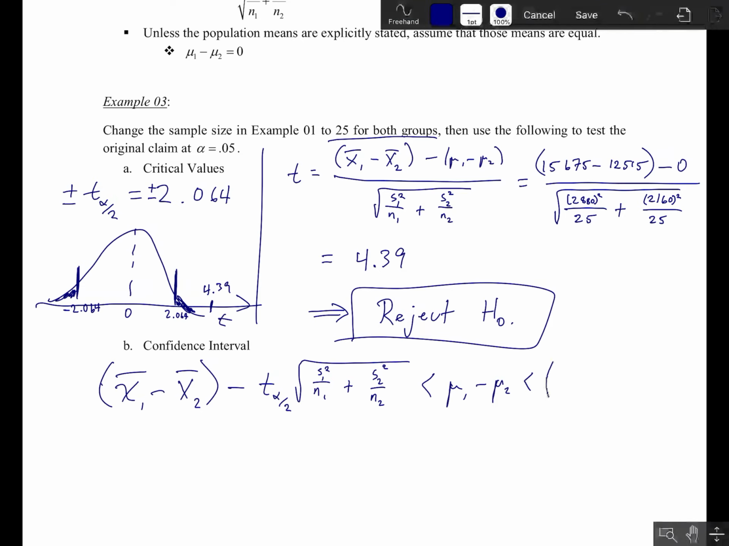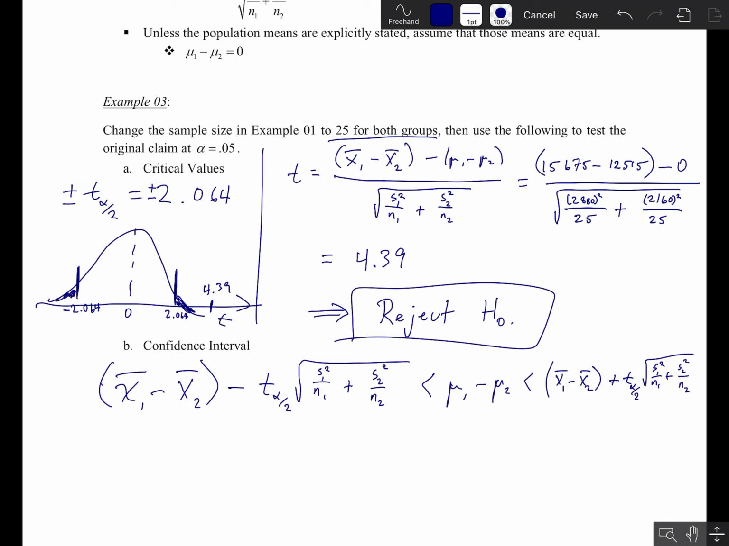Okay, there we go. And then the only difference between these two sides is just whether you're adding or subtracting this quantity. So on the left side, you'll be subtracting t times the standard deviation, and on the right side, you're adding it, which is the same thing that you do in the z case. So this is the confidence interval that we'll get.